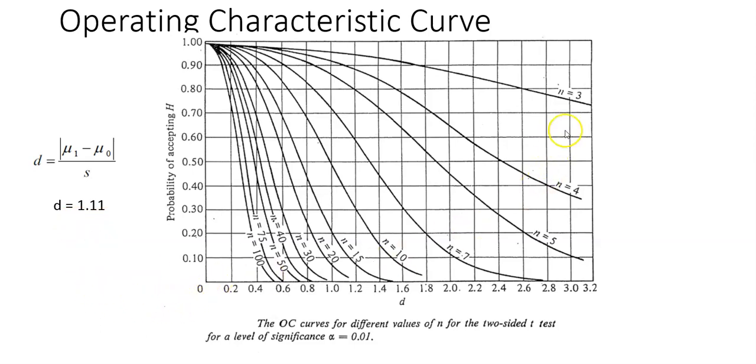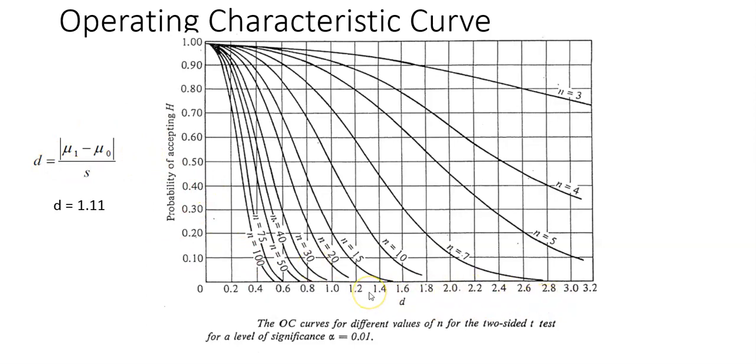Now notice that as the sample size increases, the probability of accepting the bad box decreases. It means that as the sample size increases, we get more precise, so it's better to choose a larger sample size. And also as the d value increases, again, the probability of accepting decreases, because we don't want this value to be large.